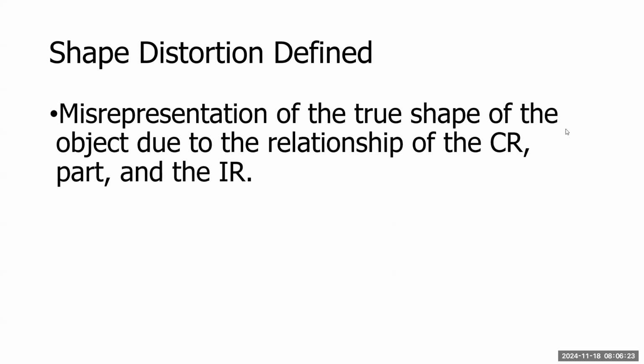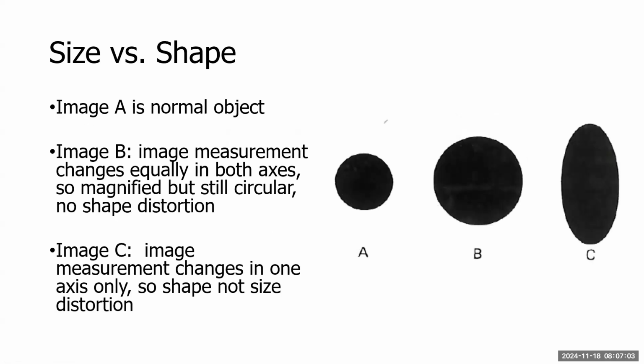Okay, so the definition of shape distortion is just a misrepresentation of the true shape of the object due to the relationship of the central ray, the part, and the IR. So we learn and we talk about these things in Yolanda's lab as well. That's why central ray placement and IR placement and part to the IR placement are important. Because if we don't pay attention to those things, then we can get this shape distortion that we're looking at here, and it is not an accurate representation of the anatomy as it truly is.